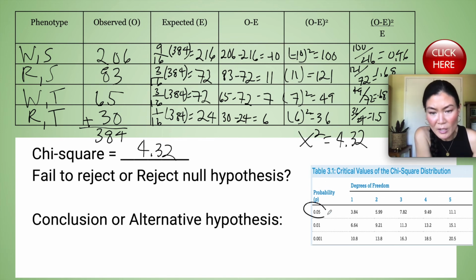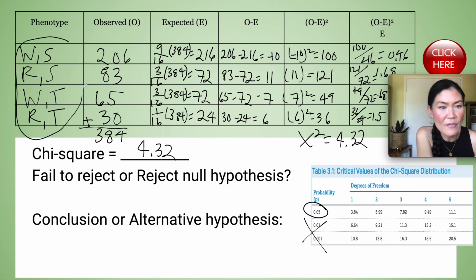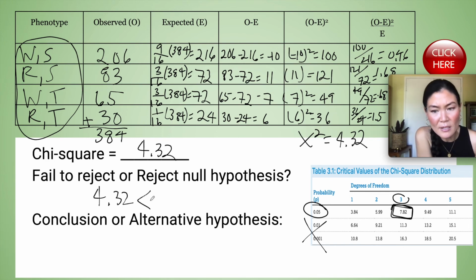Again, for probability, we're always looking at 0.05 or 5%. This row, our degrees of freedom: how many phenotypes or categories do we have? We have 4, so the degrees of freedom is going to be 3. Therefore, we're looking at this number, our critical value is 7.82, all right? And 4.32 is less than 7.82. Therefore, we're going to fail to reject.